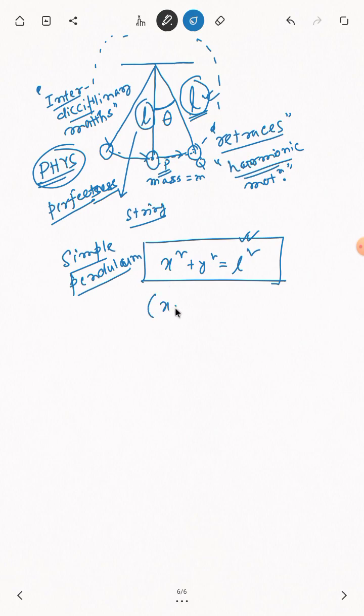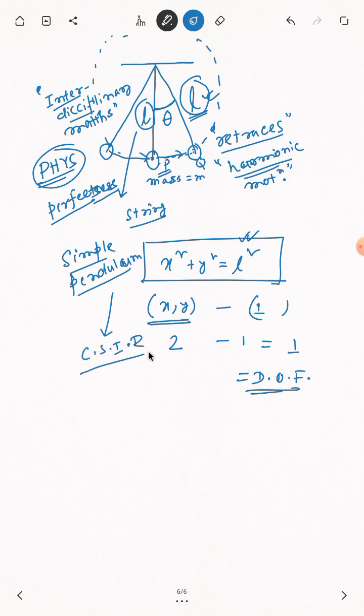Now total variables 2 minus constraints 1. So 2 minus 1 equal to 1 DOF. It is enjoying 1 DOF. This concept is very much important as questions are set from this concept of simple pendulum in CSIR also. We would see later what those questions are.